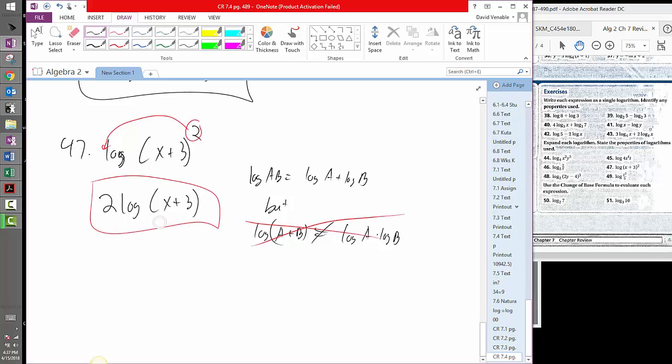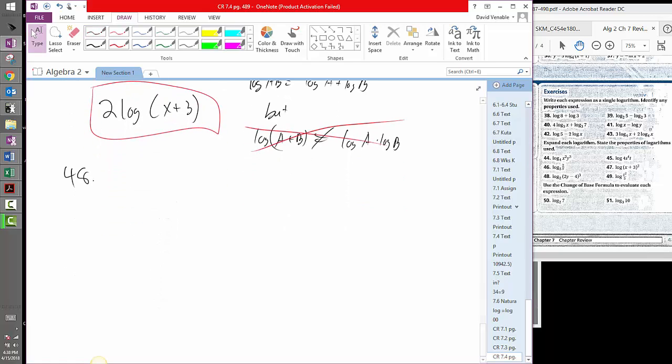You can check, again, check these answers on the back of the book. If you see me make any mistakes, please call me out. But the chapter review answers, they're not just the odd ones. All the answers are usually on the back of the book. All right, number 48. We have log base 3.